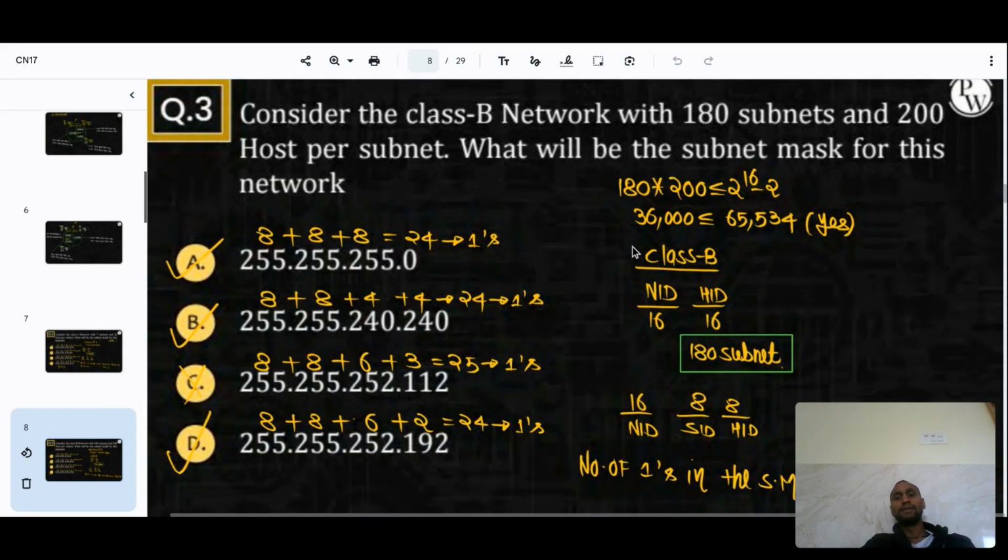180 into 200 is 36,000. So 2^16 is 65,534. Yes, it is possible. Class B network ID is 16 bits, host ID is 16 bits.